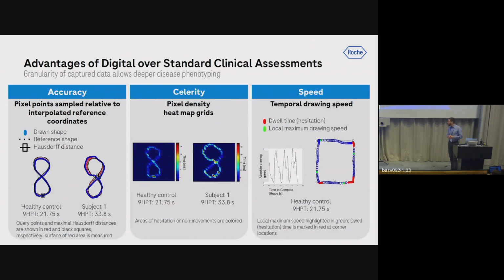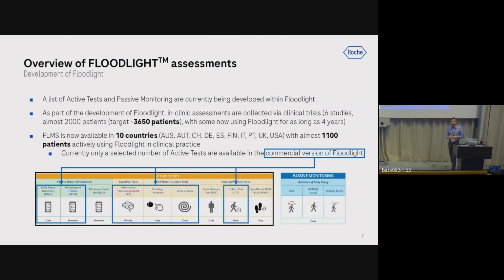So of course, any sensor outcome will enable you to have high density data, but for Floodlight, it's much more than just doing the same test a lot of times. This is from the draw a shape, which is a hand test. You're just supposed to draw some shapes on your phone with your fingers. And as an example of the granularity of data that you can get out of one test, here you can have the accuracy, and you see how different a healthy person is from a patient with MS. You have celerity and you have speed. And that's only 3 examples of the granularity of data that you can have out of Floodlight or any digital health technologies. And promise, that's the last slide about Floodlight.